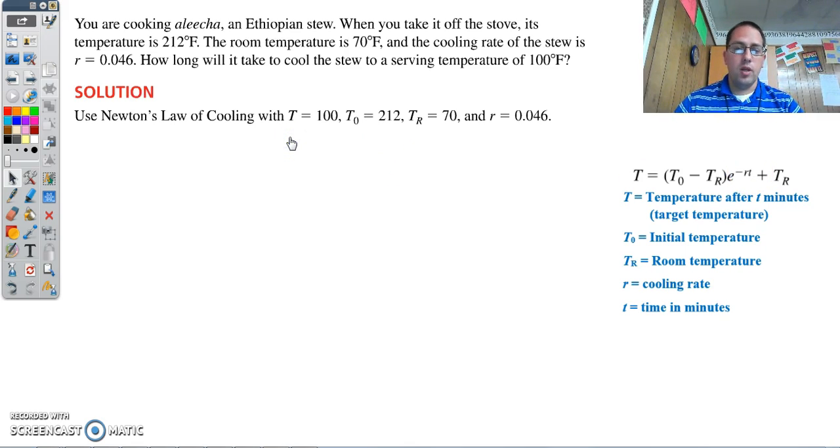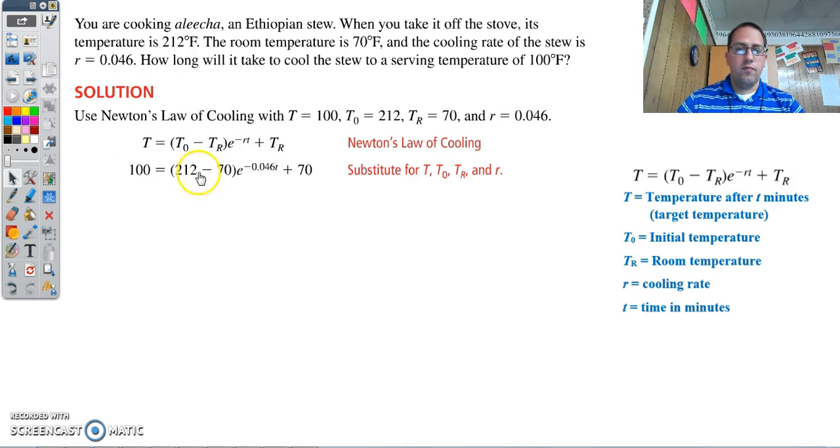All right, so that's what we're going to do, and we're going to plug in our values. Our target temperature is 100 degrees. T sub 0 is 212. T sub r is 70 degrees, our room temperature, and then r is that. So we have a formula. We're going to substitute all the values in.